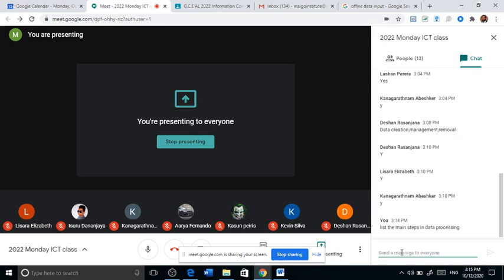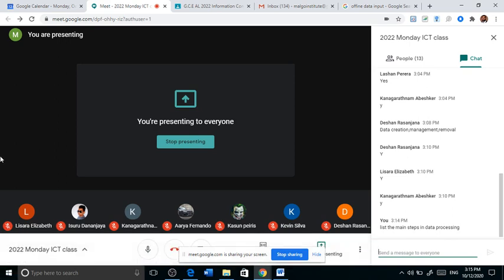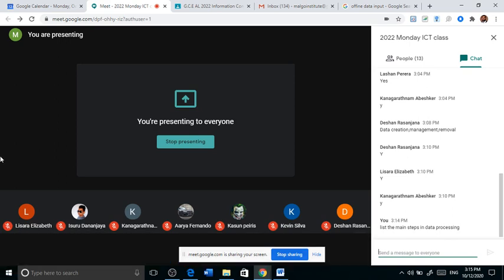Right, write down the question. List the main steps in data processing. So what are the main steps? List the main steps in data processing. Write down the main steps.